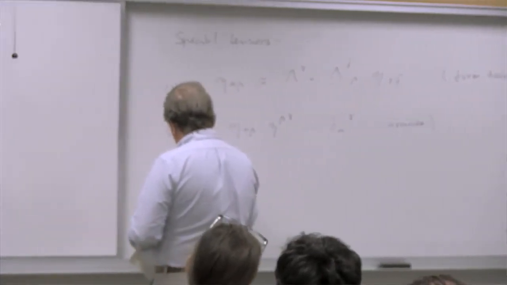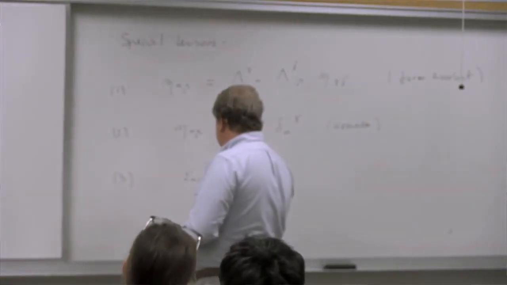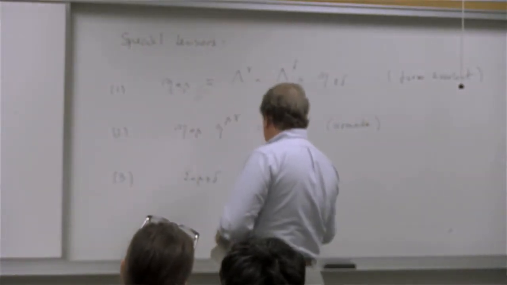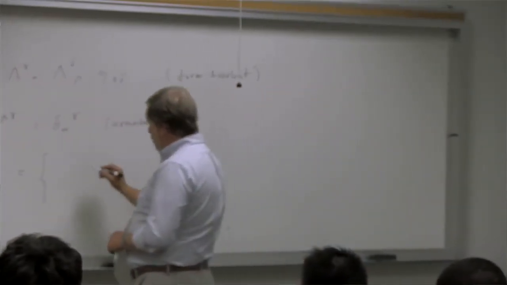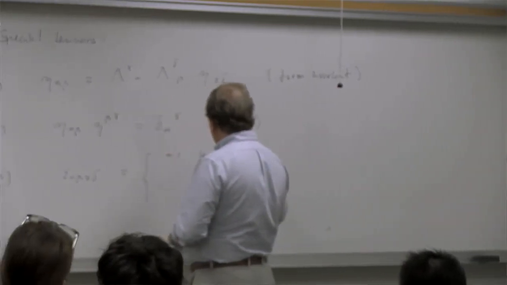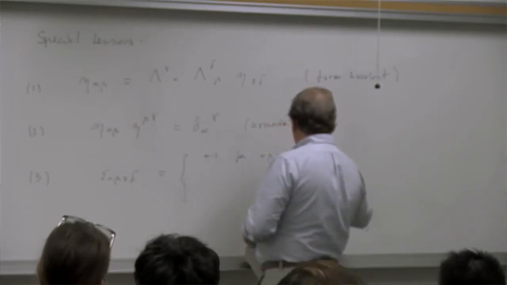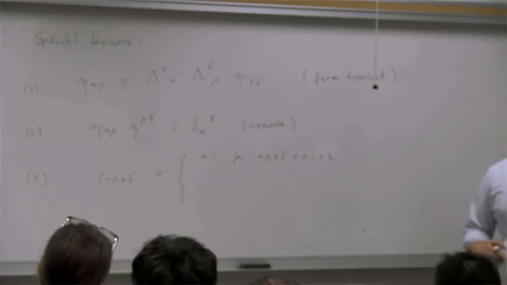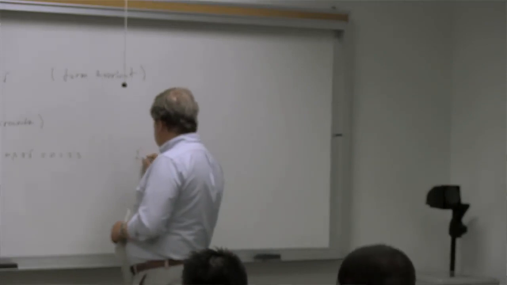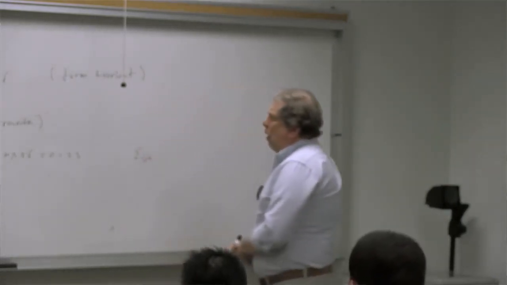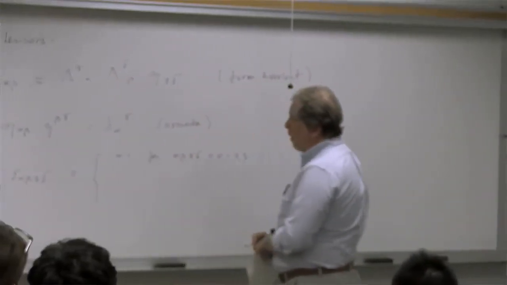So the third case is the epsilon symbol. If you take epsilon alpha beta gamma delta, this epsilon or Levi-Civita symbol is equal to +1 for alpha, beta, gamma, delta equals 0, 1, 2, and 3. So it's the standard definition of the epsilon symbol generalized to 4 dimensions. Normally, what you're familiar with is epsilon ijk, and it is +1 if the indices are in the canonical order.